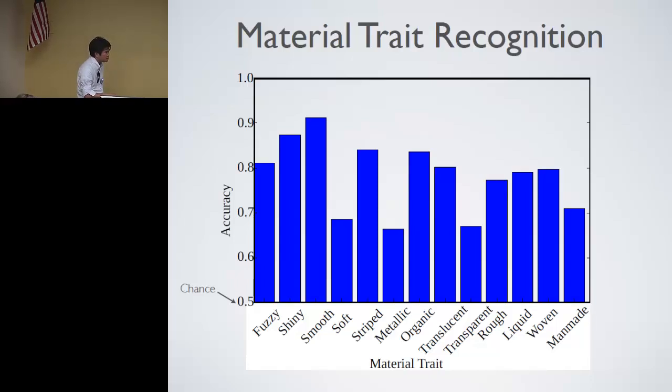For instance, translucent and metallic are the harder ones, and that's understandable because for metallic surfaces and translucent surfaces, the appearance is defined by the surrounding, right? They just reflect or refract. So even in such cases, you can get higher than chance recognition results.